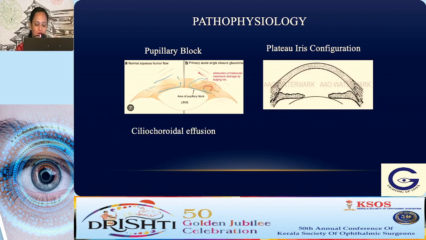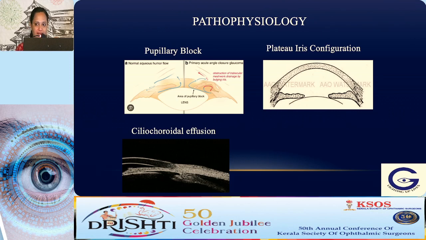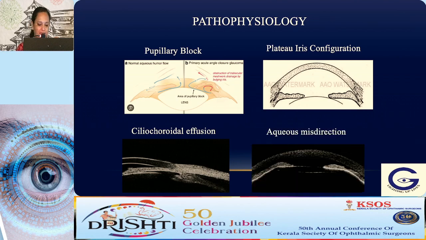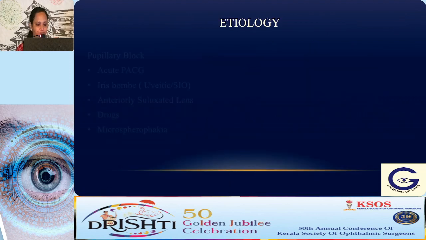In case of ciliocoroidal effusion, there will be ciliary body edema and anterior rotation of the ciliary body. So the entire iris lens diaphragm will be pushed forwards, and this in turn leads to angle obstruction. In aqueous misdirection, the same mechanism. Because of the posterior flowing of the aqueous, the entire iris lens diaphragm is pushed forwards.